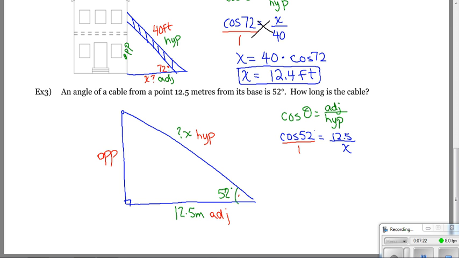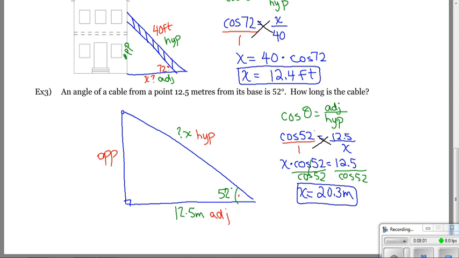Cross multiply. And then I always do the letters first. So we go x times cos 52. So I'll write that down. X with a dot, which represents multiplying again, cos 52 equal to 1 times 12.5, which is 12.5. I want to get x by itself, so I have to do the opposite of multiplying by cos 52, which is divide. If I divide one side by cos 52, I must do the other. Okay. Now x will equal 12.5 divided by cos 52, which is 20.3 meters. And that's how long the wire is.